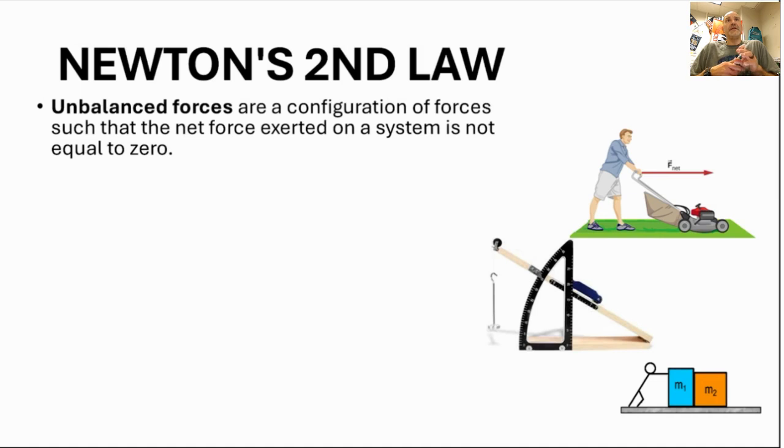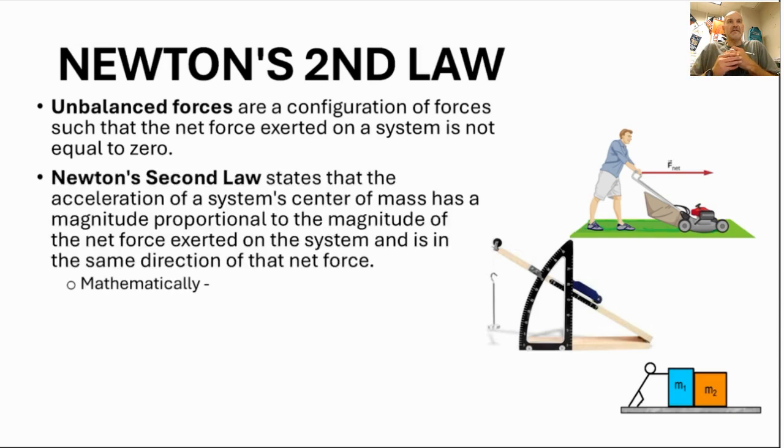Previously in the first law, we were talking about balanced forces. Here in Newton's second law, we're going to talk about what happens when those forces become unbalanced. When you have these forces acting on the object, the net force will no longer be zero. So what does that ultimately mean? It brings us to Newton's second law.